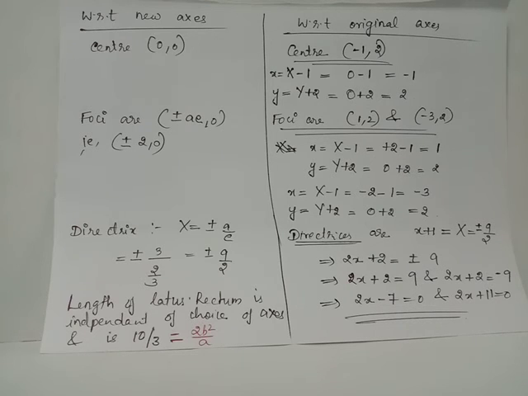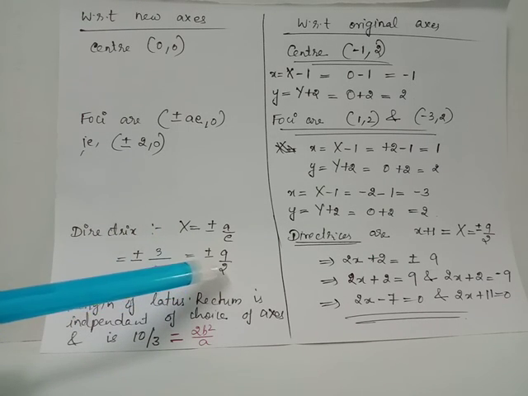We have evaluated directrices for new axis capital X capital Y. For the ellipse capital X square by 9 plus capital Y square by 5 equals 1, it was capital X equals plus minus 9 by 2. With these values, we can find out directrices for original ellipse. Since we have small x plus 1 equals capital X, we have small x plus 1 equals plus minus 9 by 2. Thus, we have 2x plus 2 equals plus or minus 9.